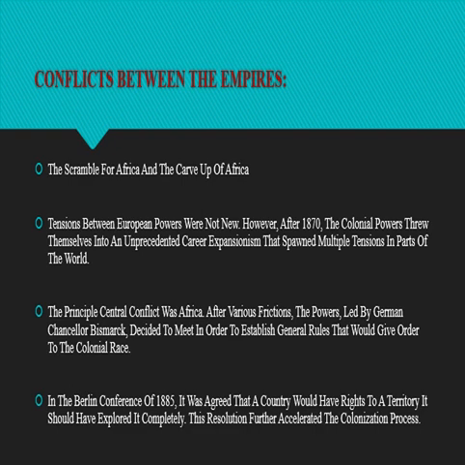Conflicts between the empires continued. The scramble for Africa and the carve-up of Africa. Tensions between European powers were not new. However, after 1870, the colonial powers threw themselves into an unprecedented career of expansionism that spawned multiple tensions in parts of the world.